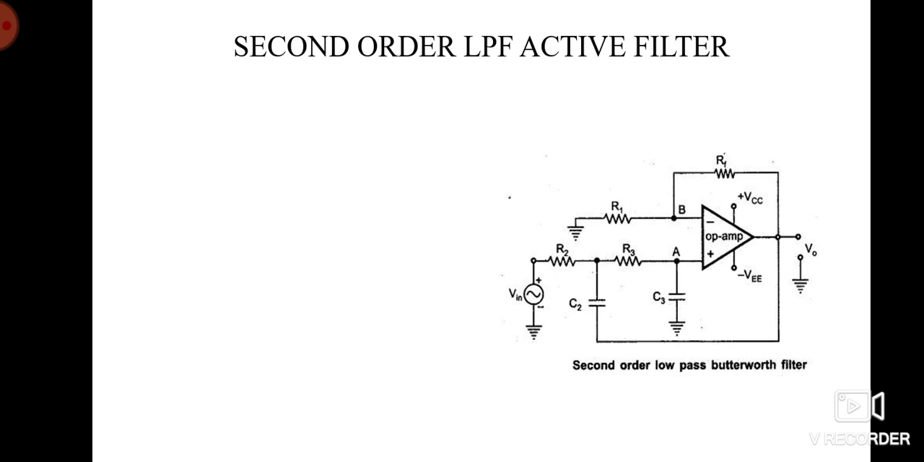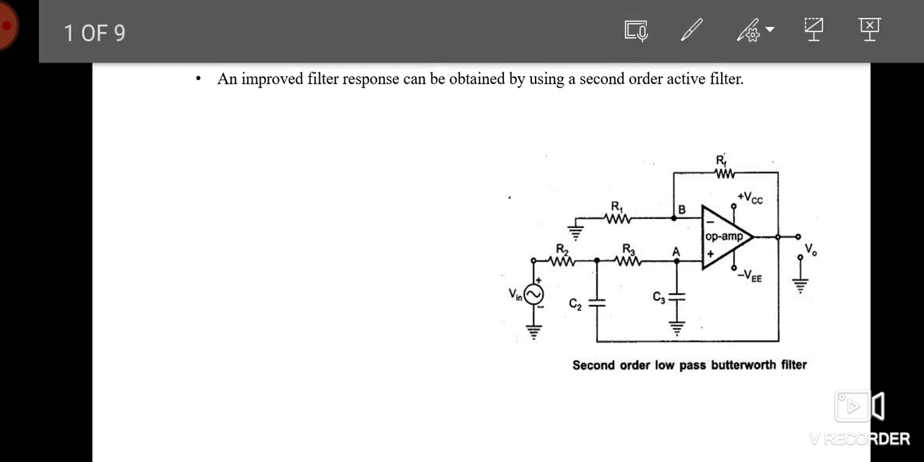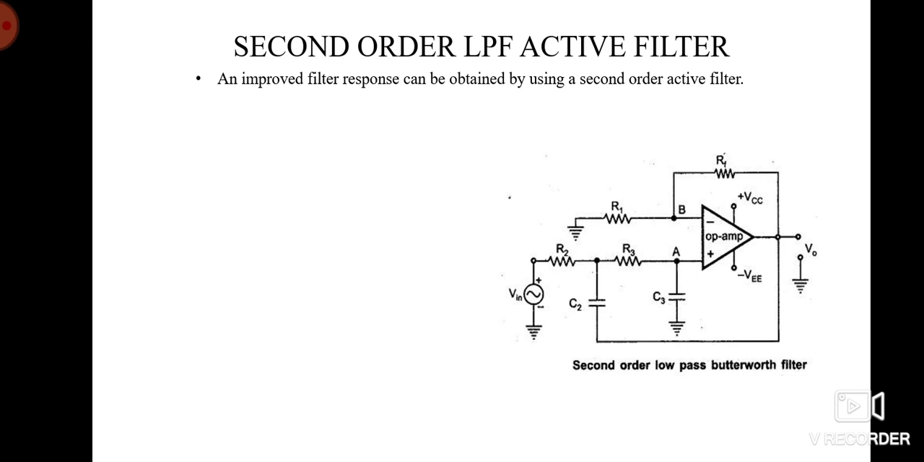When we consider the single low pass filter, it consists of only a single R and C network. In the case of the second order low pass filter, it consists of two RC networks. The improved filter response can be obtained by using the second order active filter.